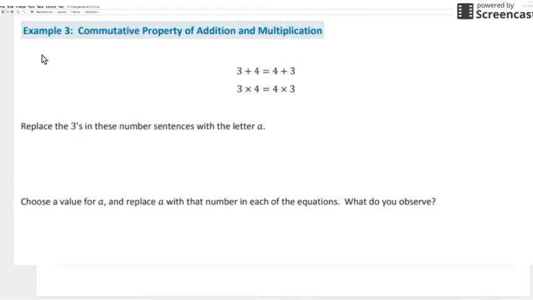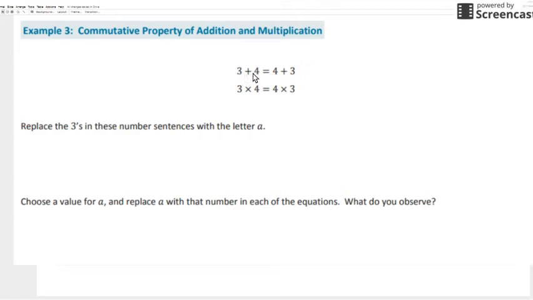All right, hello students. Now we're going to move on to our final property, or properties. It's actually kind of two in one. It's called the commutative property. More specifically, it's the commutative property of addition and the commutative property of multiplication. So it's a similar property, just with two different operations. This is what it looks like.